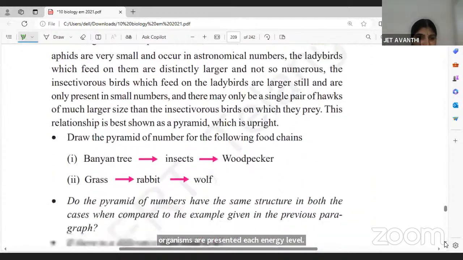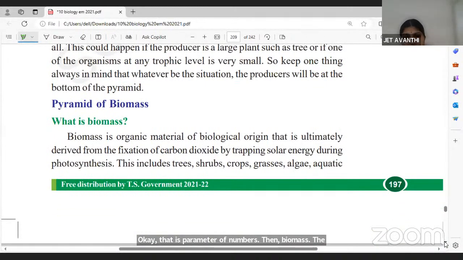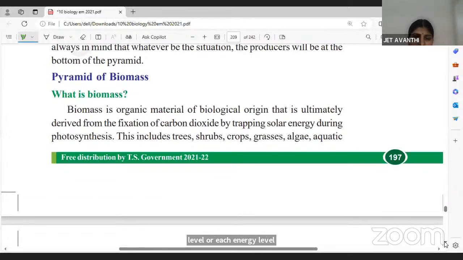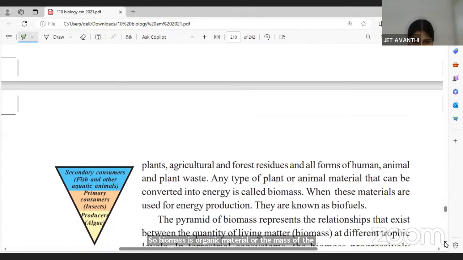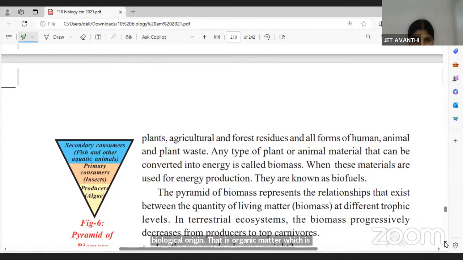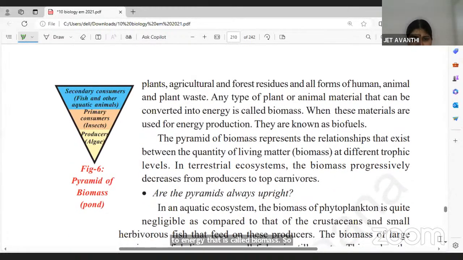Then pyramid of biomass. We have biomass, the organic matter existing in each trophic level or each energy level. Biomass is organic material, or the mass of biological origin, that is organic matter existing with that particular group of organisms. Any type of plant or animal material that can be converted to energy is called biomass. So it represents the relationship between the quantity of living matter existing at different trophic levels or at different energy levels.